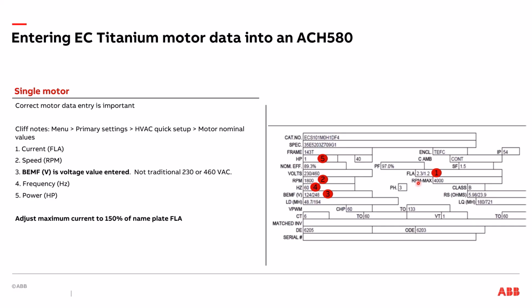Now at item number 2, the RPM. This is slightly different. Here you see we have 1800 RPM, which is what you want to enter into the motor data in the VFD. You do not want to enter into the VFD 1760 RPM or some value like that. You want to enter in even 1800.